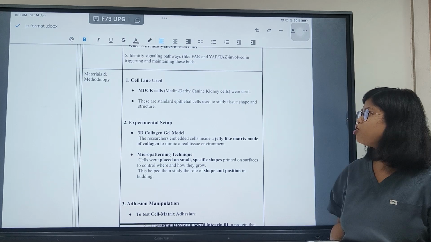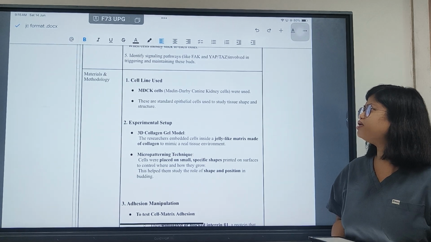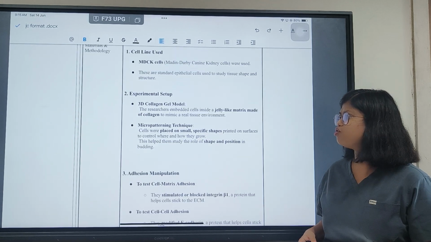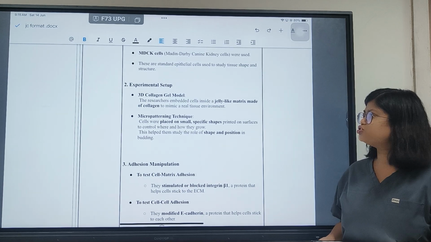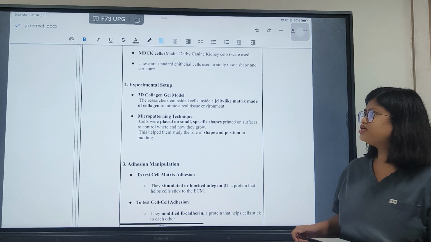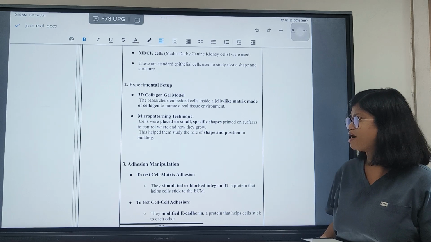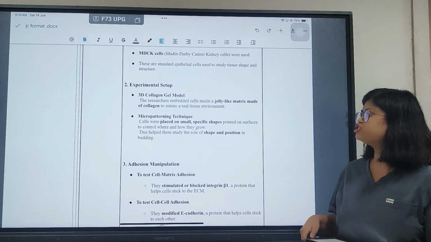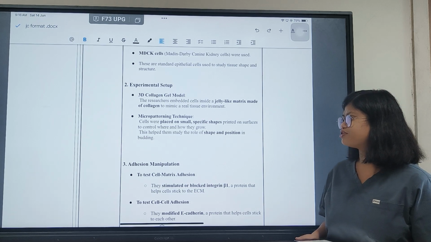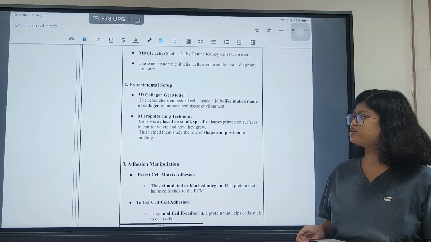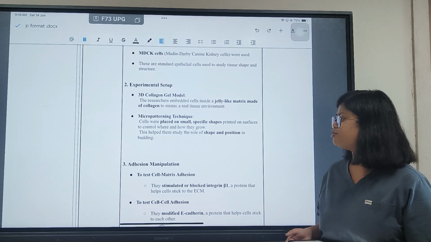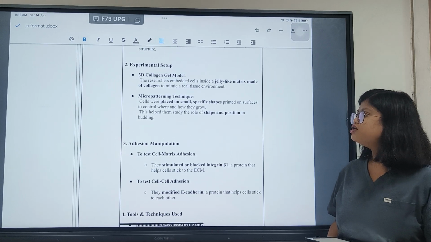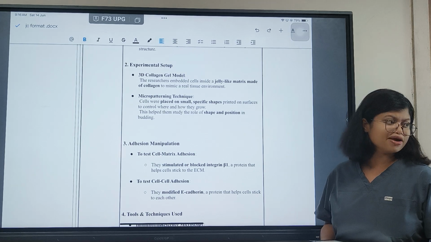Coming to the materials and methodologies used, they used the Madin-Darby canine kidney cell lines. These are the standard epithelial cell lines used in vitro. They developed two experimental models. One was a 3D collagen gel model, in which the researchers embedded the cells in a jelly-like matrix of collagen. In the second, micro-patterning techniques, cells were placed on specifically shaped, small, printed surfaces, and they observed how the cells grow and how they exert force on the surrounding cells. This in turn helped them study the role of the shape and the position of the budding occurring in these mini organoids.